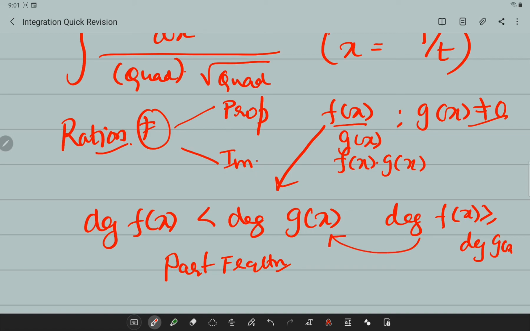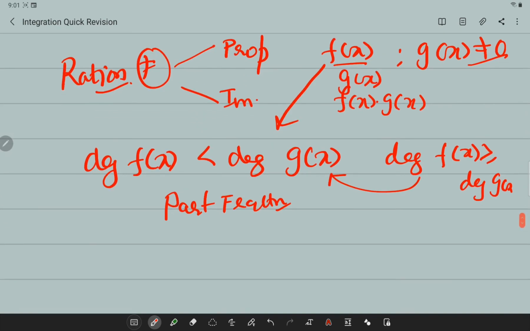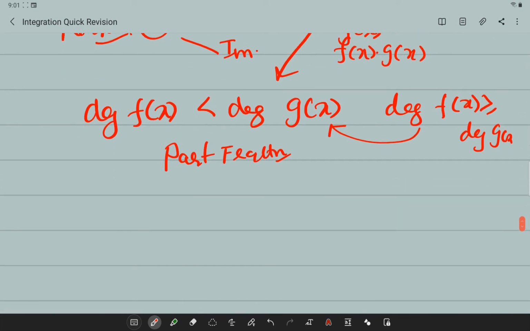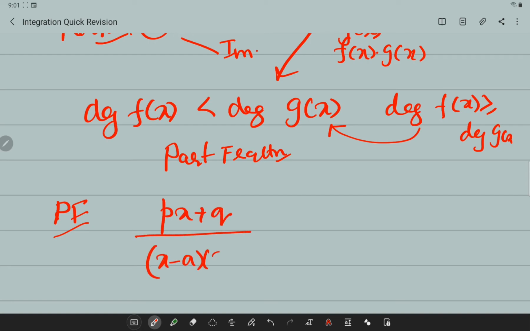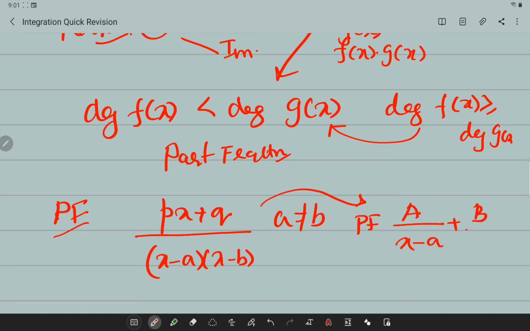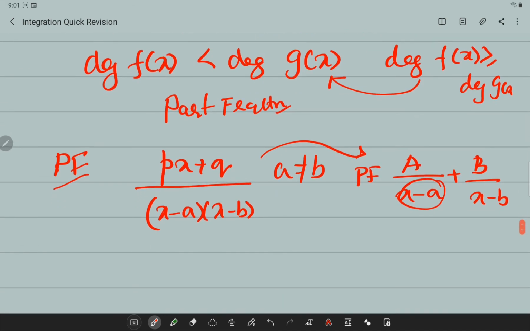Now what are the important formulas which you have to remember for conversion of a partial fraction into integration? If the partial fraction is of the form px plus q divided by x minus a into x minus b, where a is not equal to b, you can write this in the form of partial fractions A by x minus a plus B by x minus b. Now for this, you know the integral of 1 by x minus a is log mod x minus a.